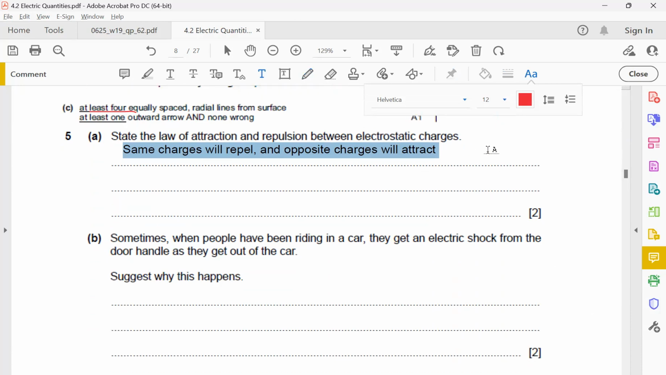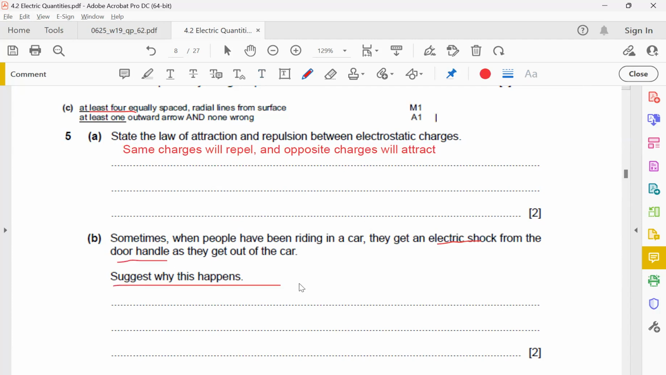The last part is a bit conceptual question. A bit conceptual, but still within what we learn, right? So it says sometimes when people have been riding a car, they get an electric shock. They get an electric shock from the door handle as they go out of the door. So that's why this happens.